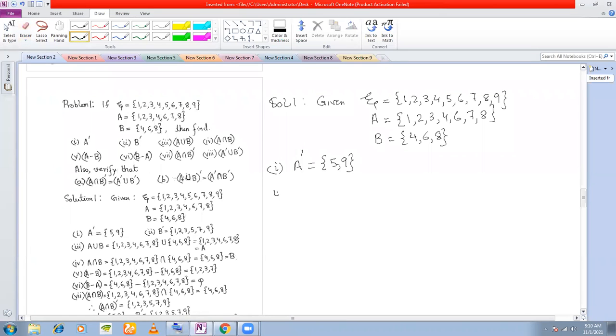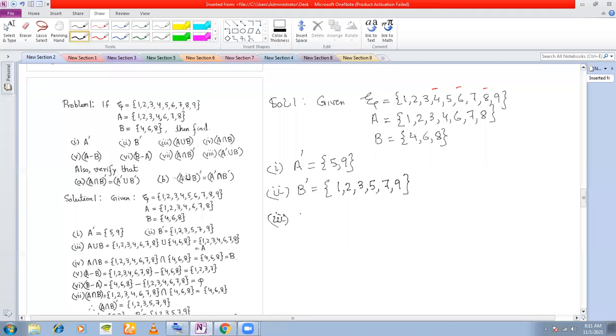Next question is find B complement. B complement are all those elements that are not there in the set B but are there in the universal set. So from the universal set, you remove all the elements of the set B. What are the elements of the set B? 4, 6, and 8. These three elements you remove from the universal set. So what are you left with? 1, 2, 3, 5, 7, and 9. Right? So this is B complement.